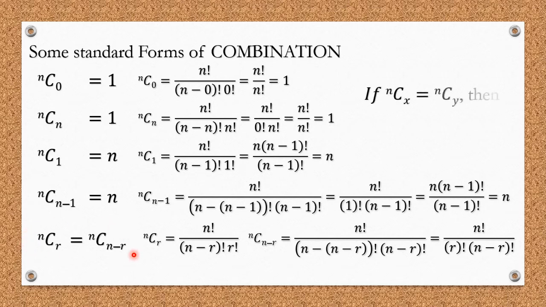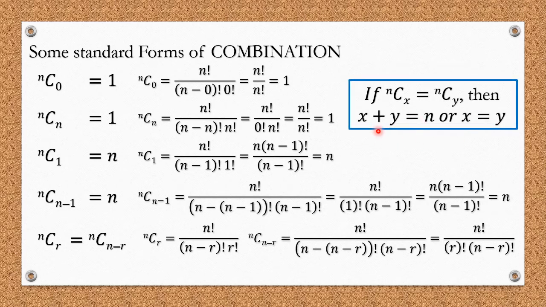Now the last one is that if nCx is equal to nCy, that means there are two combinations with similar n values but different r values and they are shown as equals, then either x plus y will be equal to n or x will be equal to y. Now this is again a standard form which you need to remember for your reference. We will be using this in the future sums. So I want you guys to write down all these standard forms and remember them, so that we can use them practically in the sums in the future.